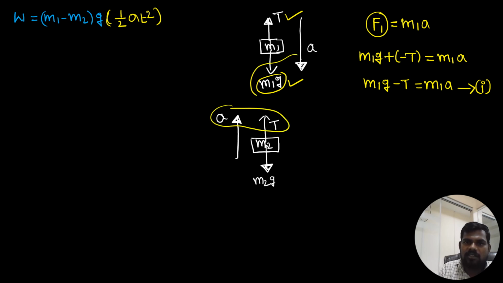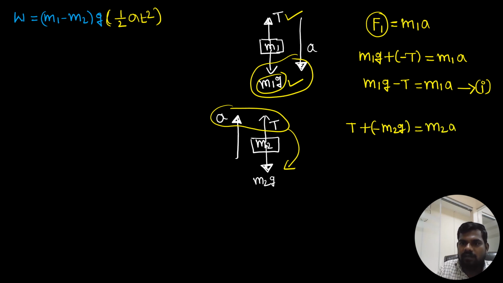Previously the acceleration was downward for m1. Now I will take T plus, in the opposite direction, m2g, so minus m2g is equal to m2 into a. Next, T minus m2g is equal to m2 into a, equation number 2.